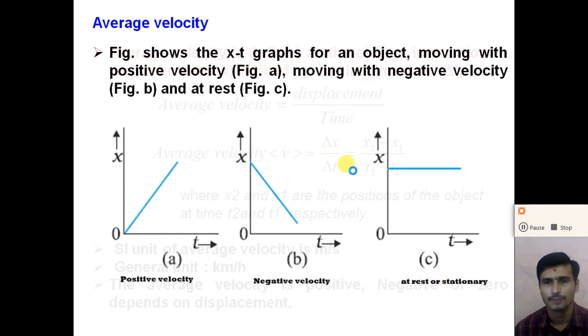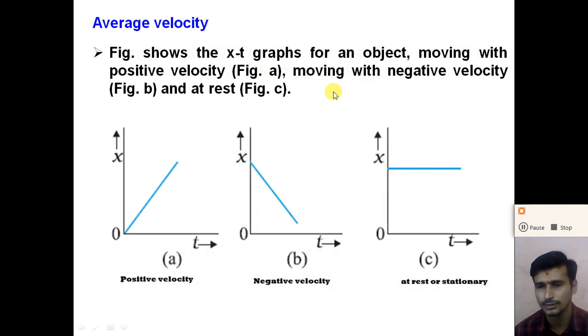Now dear student, from the position time graph, how can we know whether the average velocity is positive or negative? How can we calculate the average velocity from the position time graph? The slope of the position time graph gives us the average velocity during a given time interval. In the position time graph, on the x-axis we take time and on the y-axis we take position. If the position time graph is linear in the upward direction, the slope is positive, so the average velocity is positive.